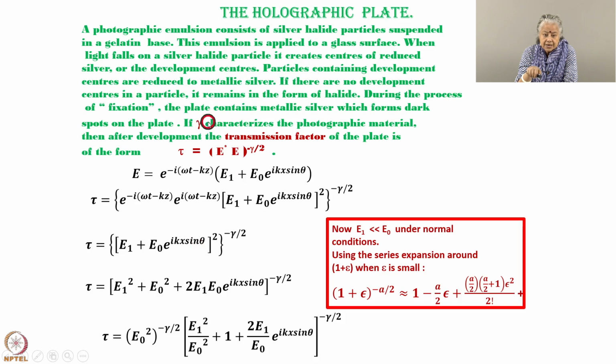So, gamma is a characteristic of that silver halide of the plate. Whoever is an expert on that will know exactly what it is. What we have to know is how we are recording on this hologram. The transmission factor is given by E star E raised to minus gamma by 2. Gamma is the characteristic of the photographic material, so we have to include it in our calculations. Now this final E is equal to e to the power minus i omega t minus k z, like this. And this whole thing is what we saw in the previous slide.